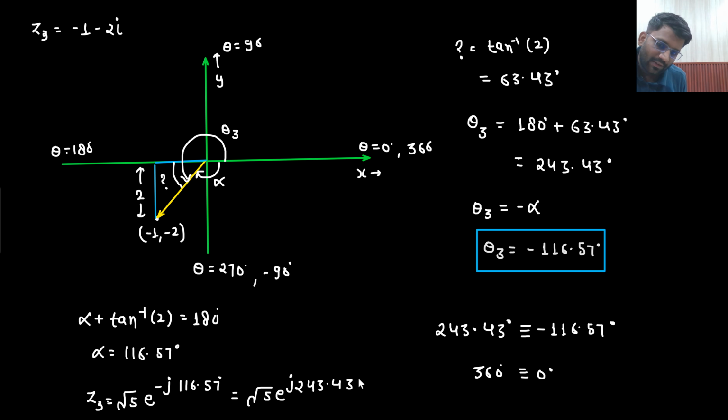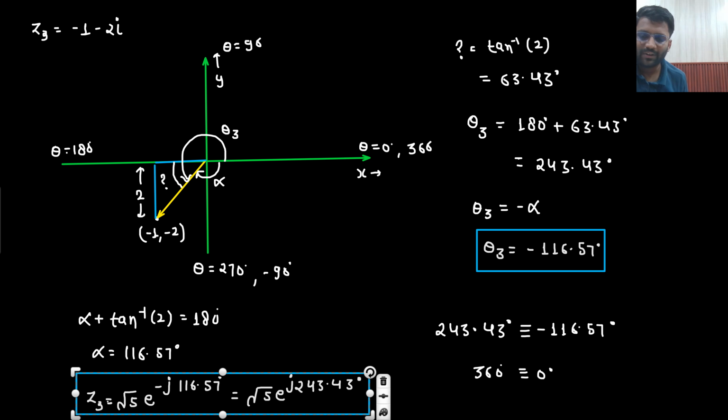What answer will I be preferring? The one which I wrote down first. In the theory, only in the theory, actually both answers are correct, but this answer will be preferred. Understandable? Okay, well and good. So under root 5 e to the power minus j 116.57 degree, and both are the same thing.